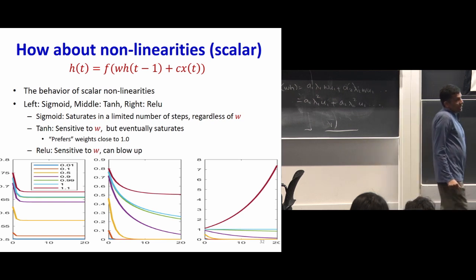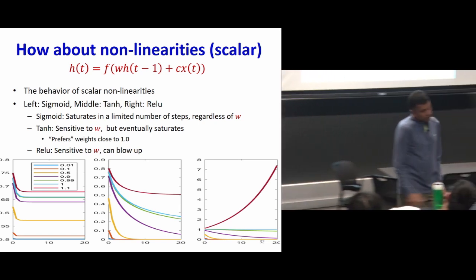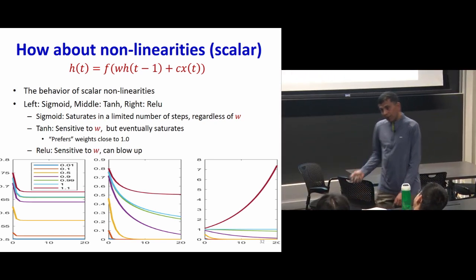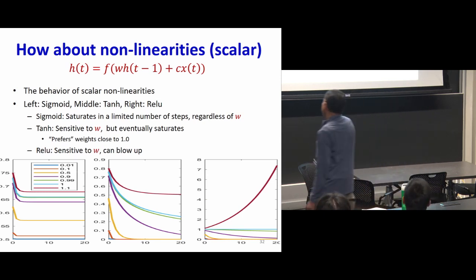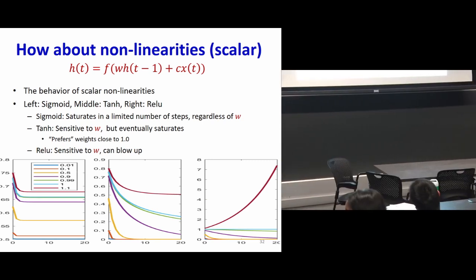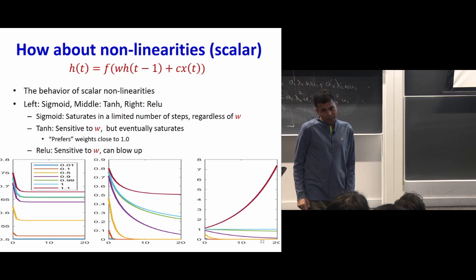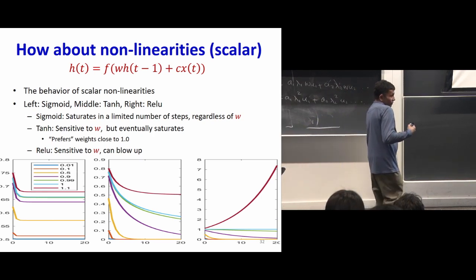So how about non-linearities? So this was very easy to analyze. When you have linear systems, linear responses, I can talk about eigenvalues, I can talk about linear recursions. Now, let's try to do the same thing for a system with a non-linearity. So this is now not just an affine combination. The hidden value is not just an affine combination of the previous hidden values and the input. It's the affine combination passing through some activation. And we're going to see what kinds of responses we get for different activations.